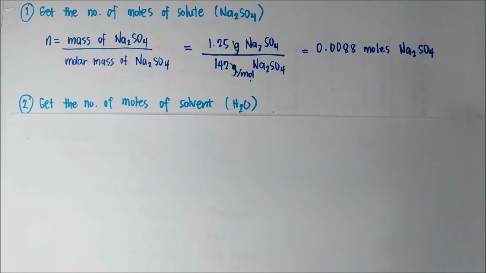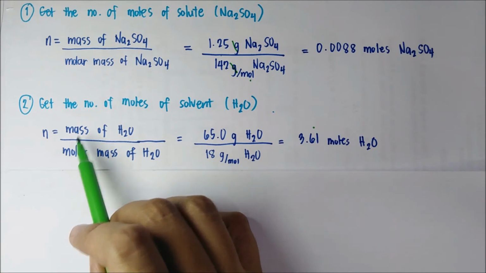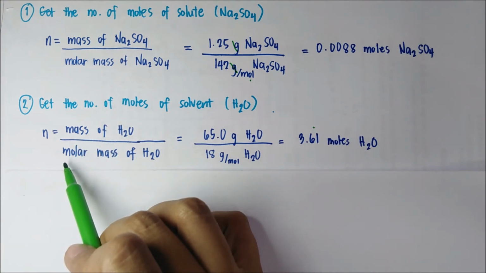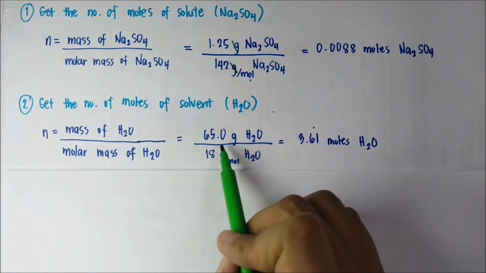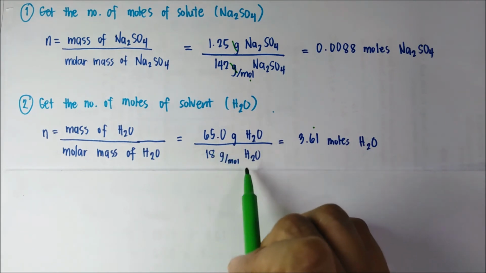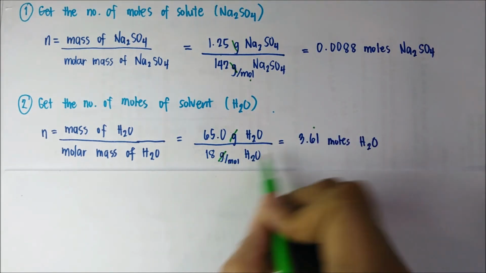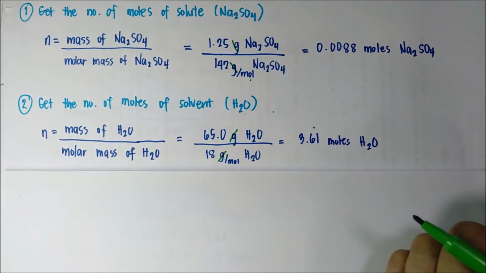So my solvent is water. Same thing: you get the mass of water given in the problem divided by the molar mass of water. So I have 65 grams of water divided by 18 grams per mole of water. Again, I cancel out my grams, so I have now 3.61 moles of water.